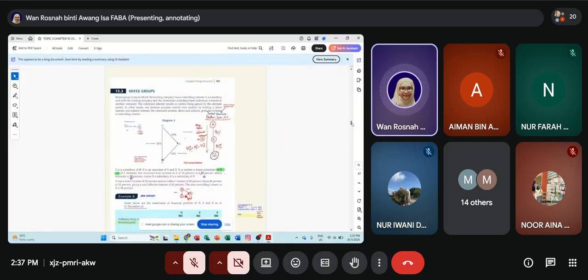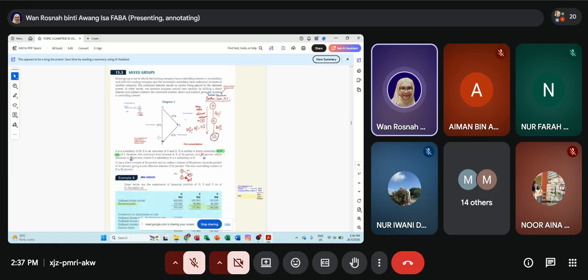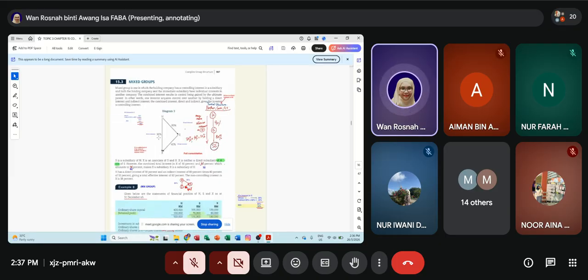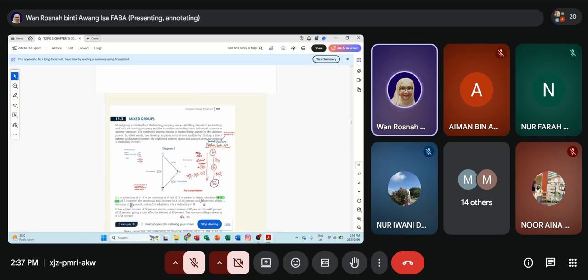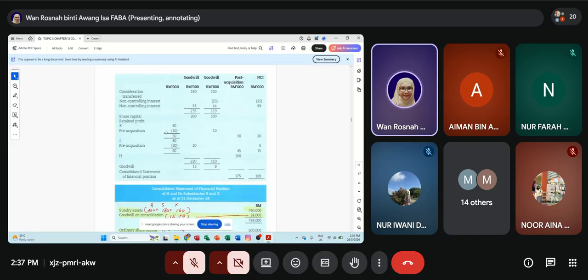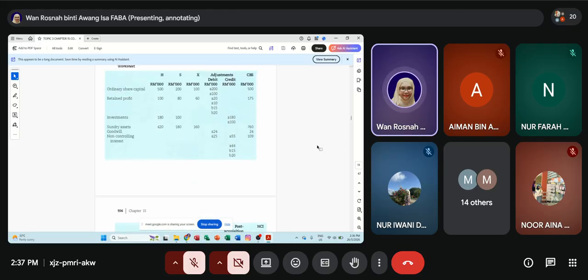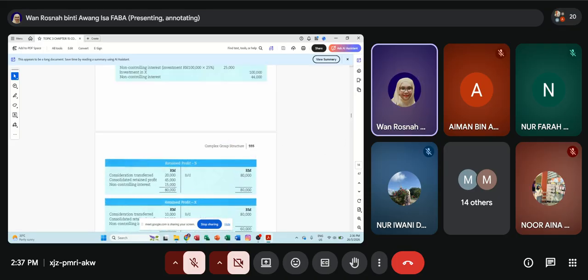So in this case, holding company has direct interest in S of 80%. At the same time, holding company has direct interest in X of 30%. This is the mixed group structure. We are going to look at the treatments for these mixed groups later on. Let's get back to the vertical structure.